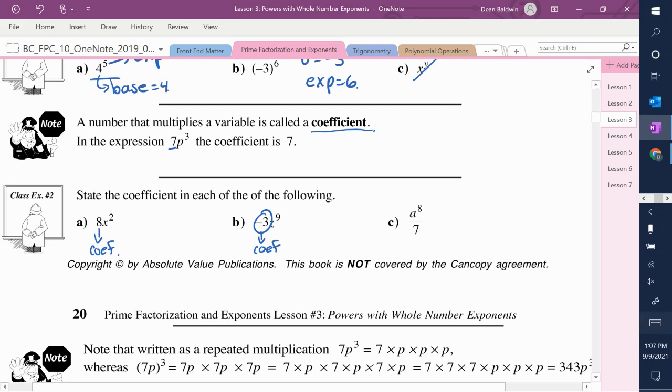You're very close. There is a 1 in front of the A, but another way I could write this is like this. That means the same thing. So what's the coefficient if I write it that way? 1/7. Okay? So that is your coefficient.